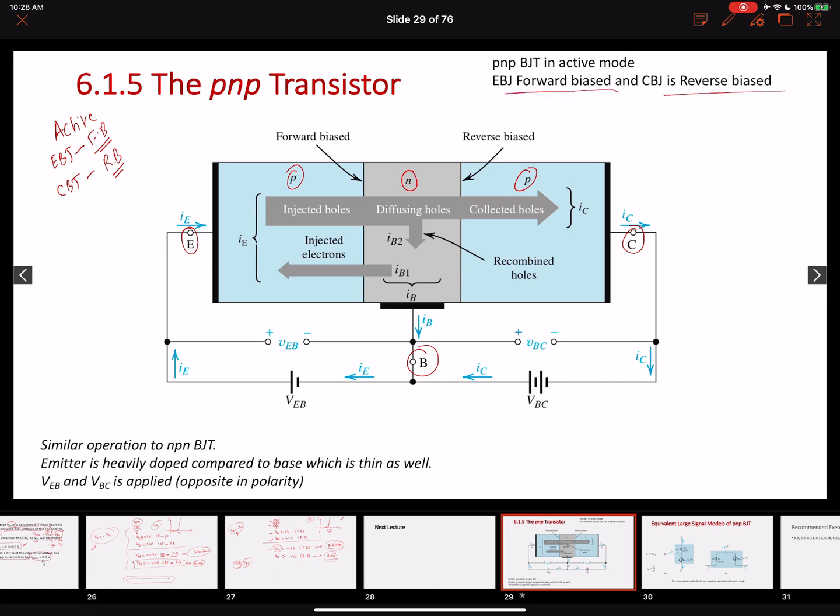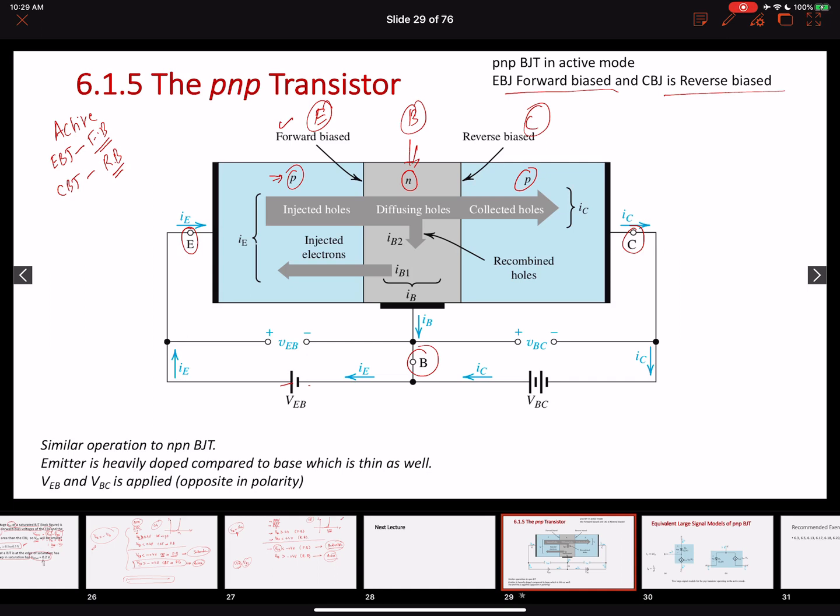In order to forward bias this PN junction, we need to make the p-type material at a higher potential as compared to the base, which is n-type. So this is emitter, this is base, this is collector. We need to make sure that our emitter is at a higher potential than the base. And considering the diode model, we know that for forward biasing, we can assume it to be around 0.7 volts.